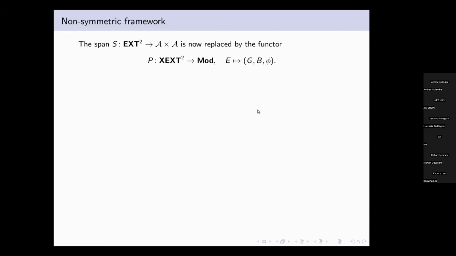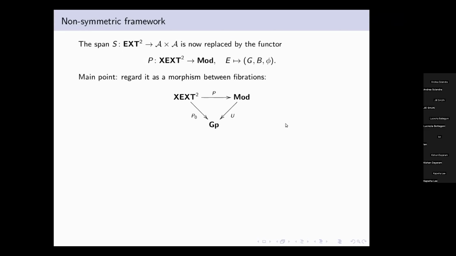The point is to regard what originally was the span from X2 to A times A as now a functor from crossed extensions to not just groups times abelian groups, but modules. Instead of taking pairs, we need to take triples: a group G, an abelian group B, and an action of the group G on the abelian group B. And moreover, we can see that this functor is a fibred functor, a morphism of fibrations. In fact, modules give a fibration on groups just by the forgetful functor. And crossed extensions, as we have seen before, have a fibration P0 over groups.